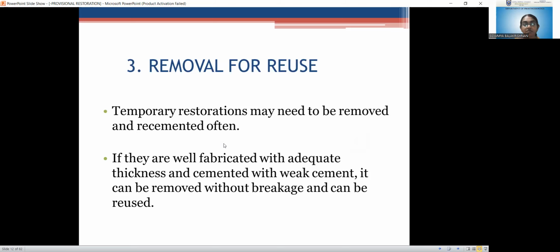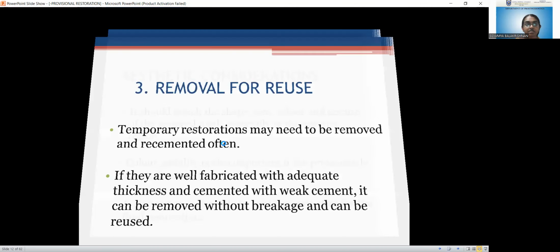So always make sure that the provisional restoration is fabricated with adequate thickness, and it should always be cemented with a weak cement. While removing, it should also not break. So we should give adequate thickness for the provisional restoration.